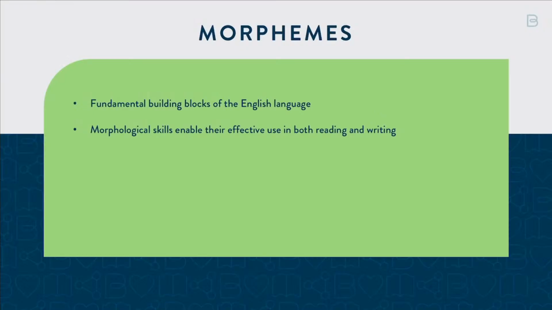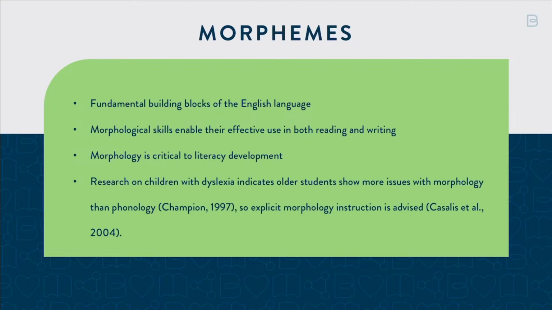Morphemes. Morphemes are the fundamental building blocks of the English language. Morphological skills enable their effective use in both reading and writing. Morphology is critical to literacy development. And research on children with dyslexia indicates that older students show more issues with morphology than phonology, or the sounds of our language. So explicit morphology instruction is advised.